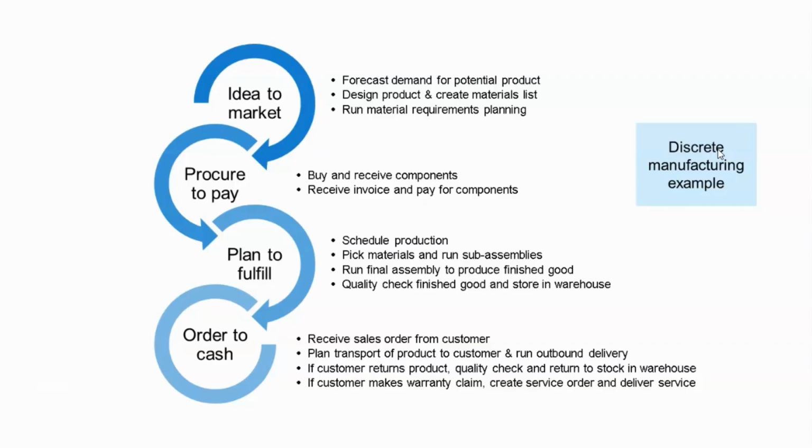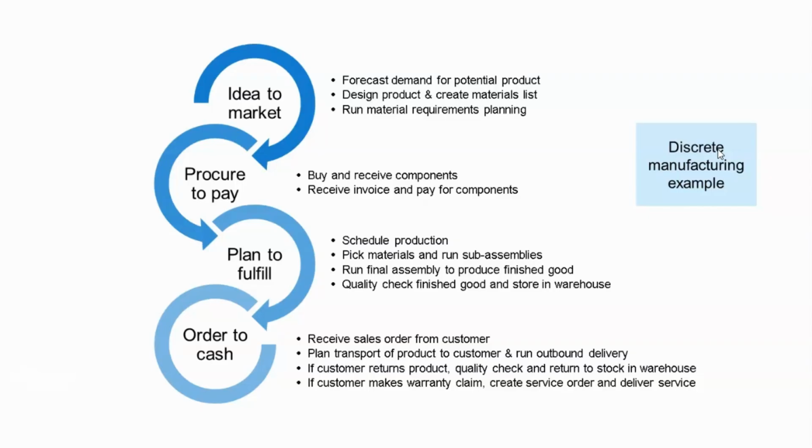In the sourcing and procurement line of business, we source materials from third party suppliers, order and pay for the materials, and receive them into our warehouse. So in procure to pay, we just buy and receive components, receive invoice and pay for components. That's it. Now then we have got something called plan to fulfill.